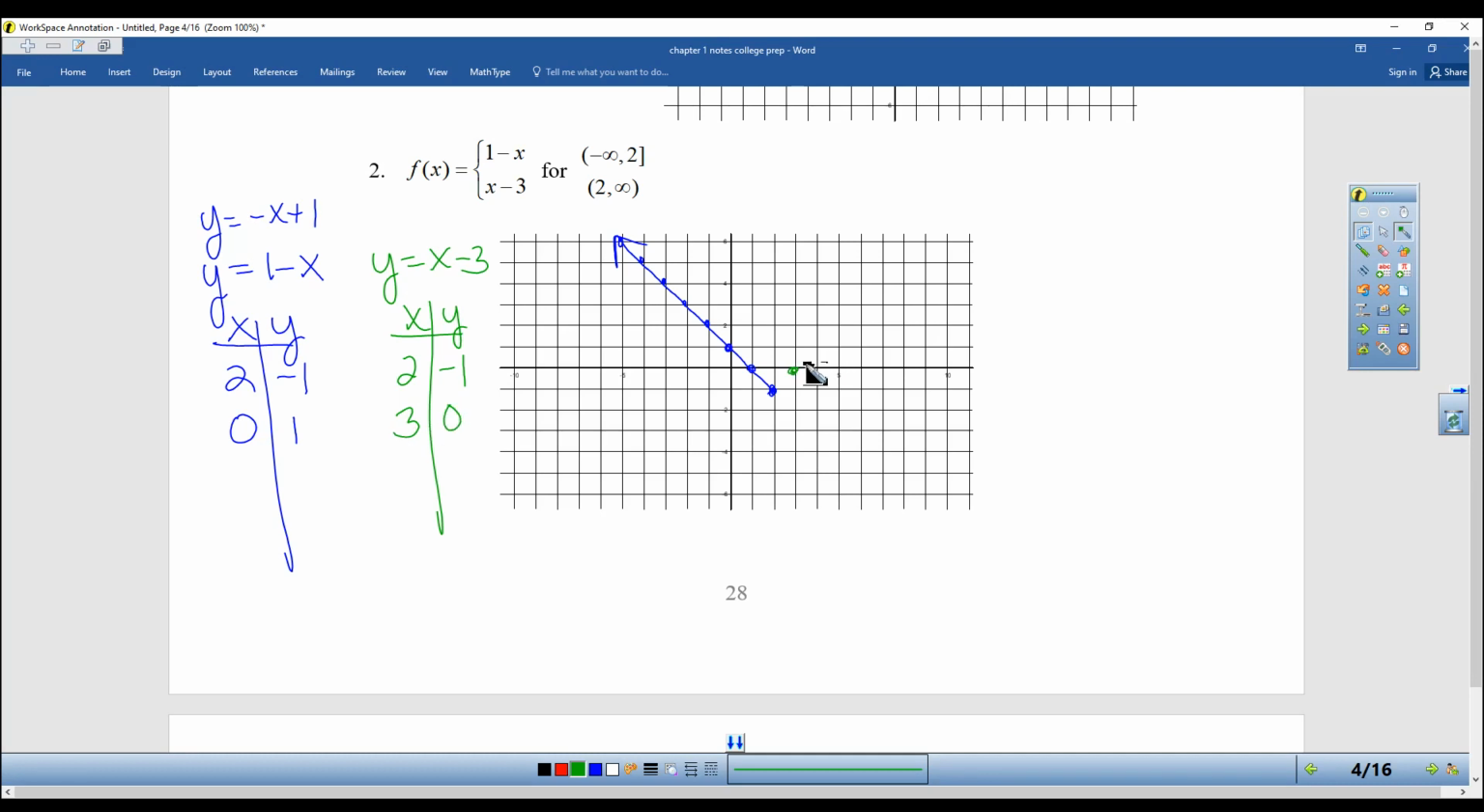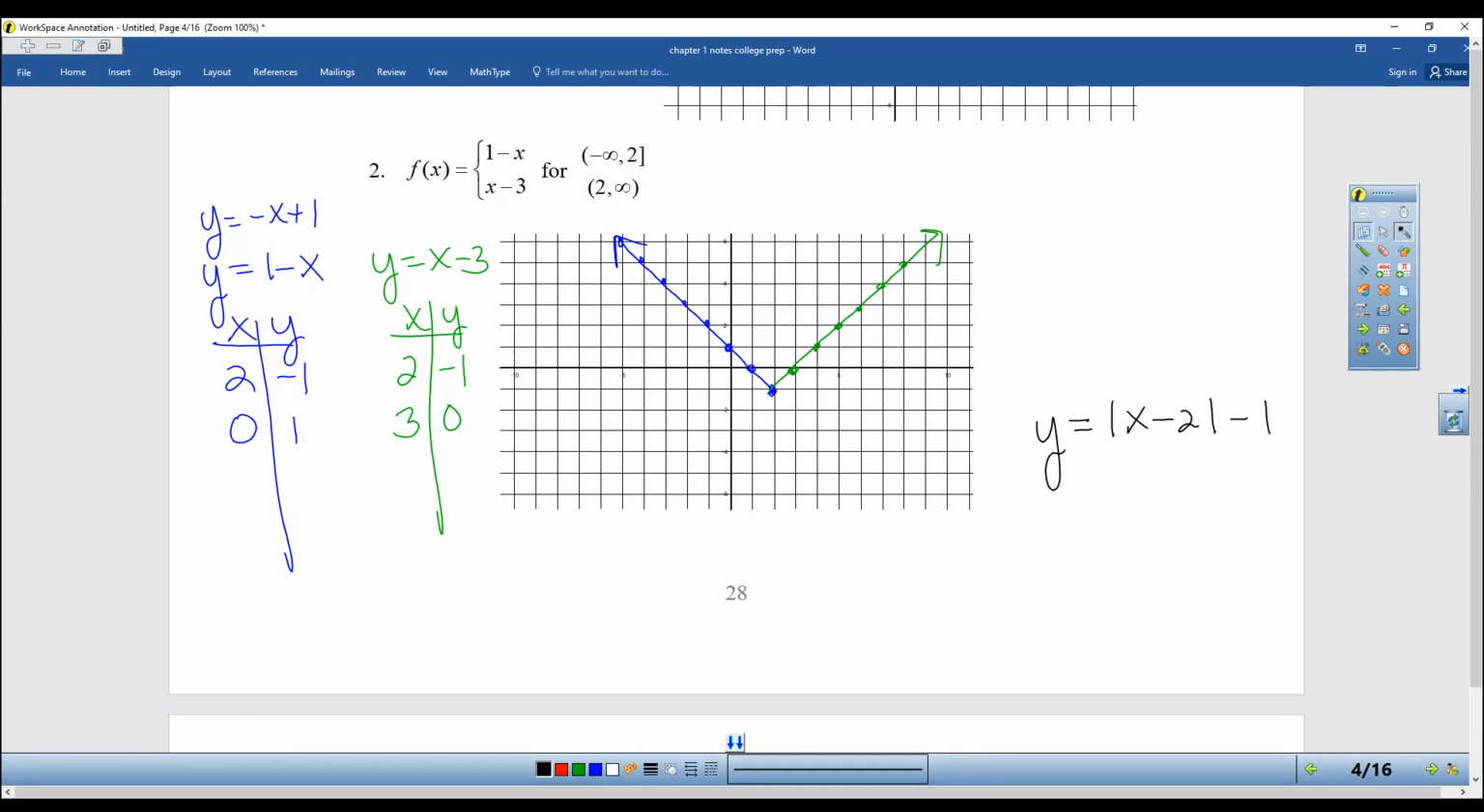3 minus 3 is 0. And now I can see, sure enough, it goes up like this. In case you're thinking, hey, that's an absolute value graph, good for you. It most certainly is. It is the absolute value graph that has been shifted over 2, not plus, minus 2, and then down 1.